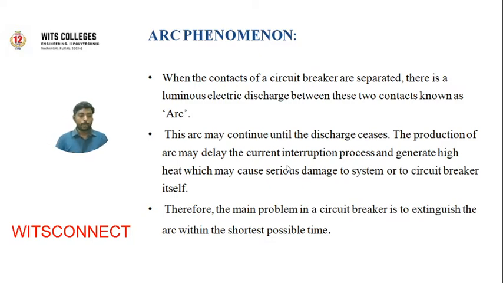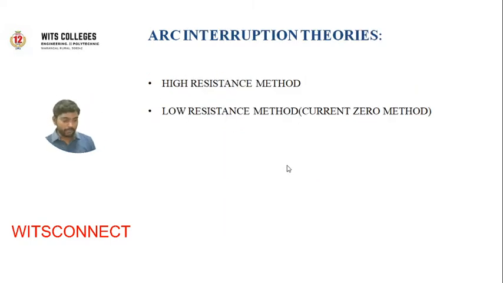Here the main problem of the circuit breaker is the arc, which we must extinguish within the shortest possible time, without using any medium. If a medium is used in a circuit breaker, we reduce the temperature across the two contacts, that is the arc phenomena. Here the arc phenomena explain two theories. One is the high resistance method, the second one is the low resistance method. Here the low resistance method ఏమంటే current zero method అని కూడా అనొచ్చు. మరి what is meant by high resistance method?